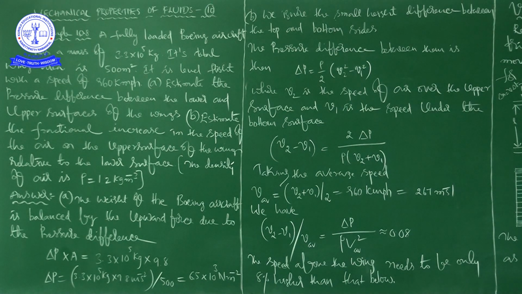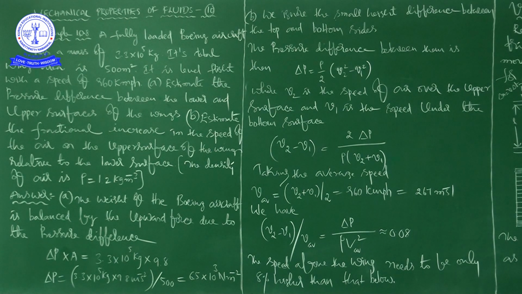I will repeat once again. See the problem clearly. A fully loaded Boeing aircraft has a mass of 3.3 into 10 to the power of 5 kg. Its total wing area is also given, 500 square meter. And it is in level flight with a speed of 960 kilometers per hour. That is the speed of the flight.